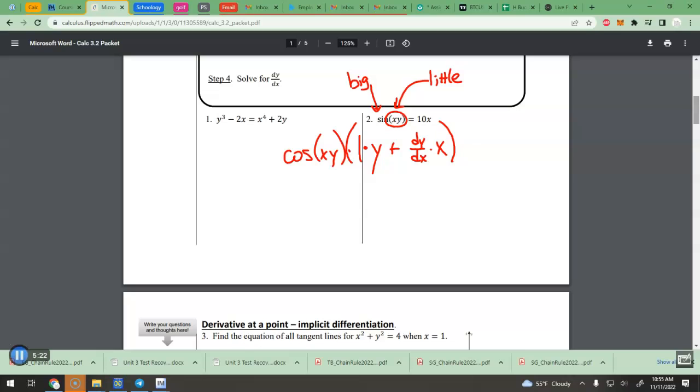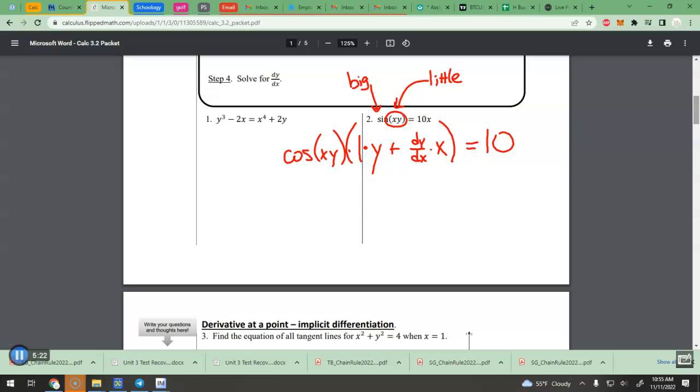I'm not done yet either. What's the derivative of the right-hand side? Just 10. There's no fancy rules over there. So that's the first step. That's the calculus. That's implicit differentiation. Question on that first step? That's the hard part. This one's tough. Is that part okay?